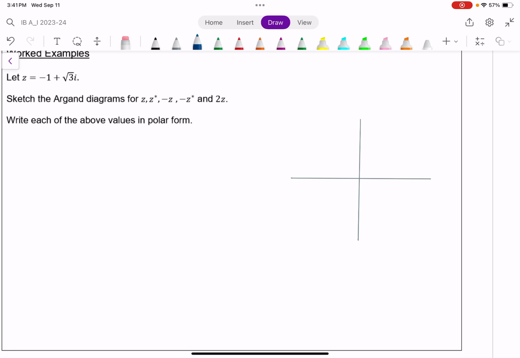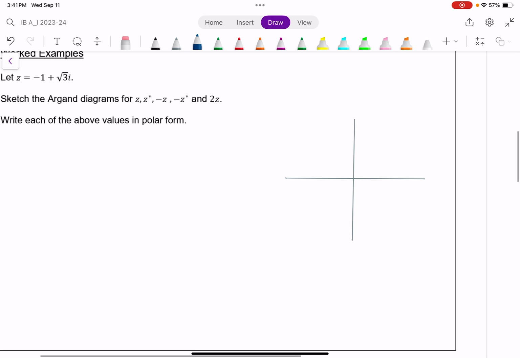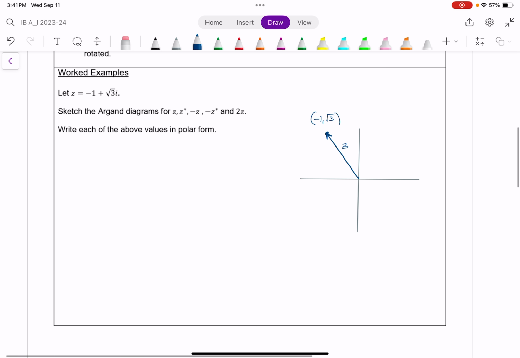-1 plus root 3, so 1 to the left, roughly root 3 up, a little bit more. I don't know, something like this. So -1 comma root 3. And so the vector looks like this. Okay, and that is complex number z. All right, so we want the Argand diagrams for a variety of things. Well, I've got one done for z.